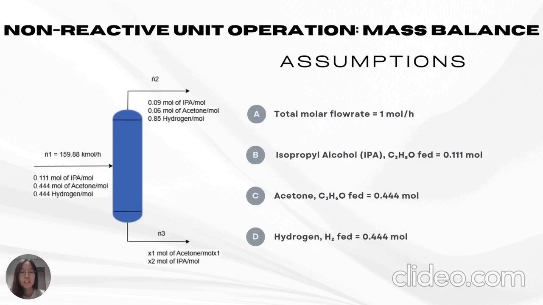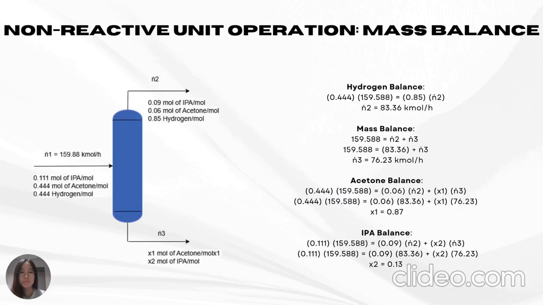Firstly, the total molar flow rate is set to be 1 mole per hour. Next, the isopropyl alcohol feed is 0.111 mole, the acetone feed is 0.44 mole, and the hydrogen feed is 0.444 mole. By performing the degree of freedom analysis, we can obtain the value for the molar flow rate of the liquid stream and also the vapor stream. We can also obtain the value for the mole fraction of acetone and also isopropyl alcohol.